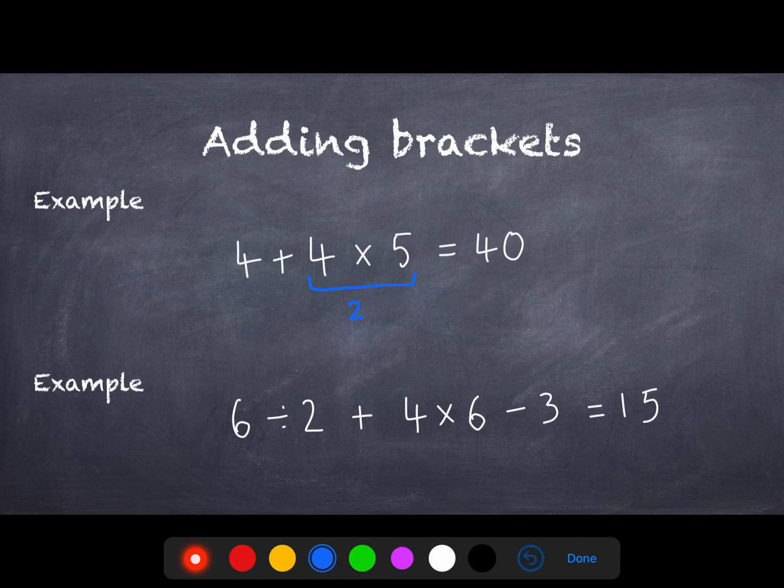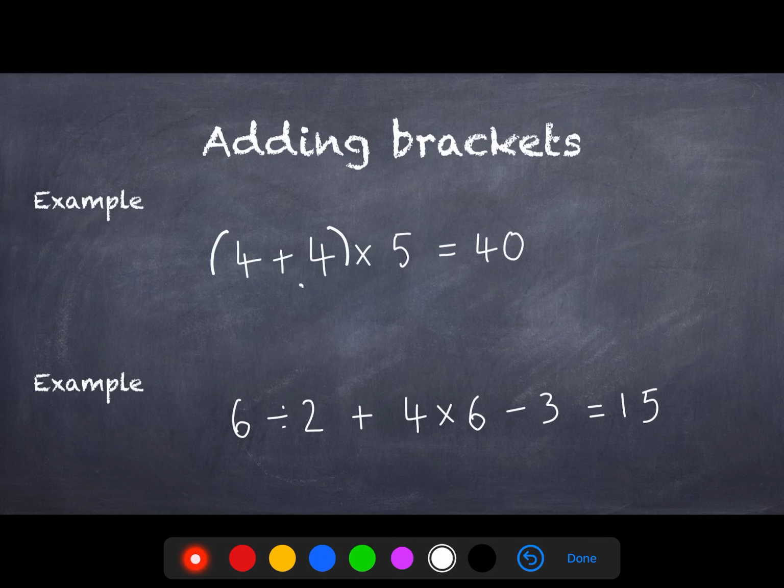So I need to add some brackets in to make that correct. So let's try and work out where I might put those. If I put them here, that will be doing the exact same thing as what I have just shown you. So I do the 4 times 5 first, and that wouldn't work because that would give me 24. So I know they're not going to go there, which means in this case they kind of have to go here. That's the only other place to go.